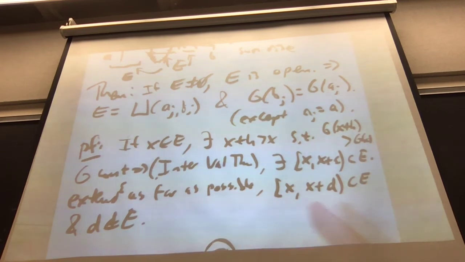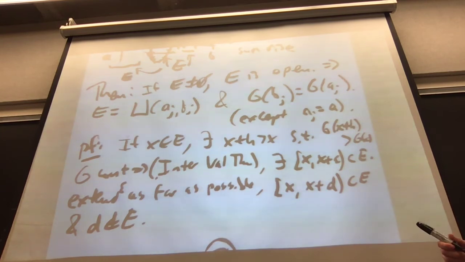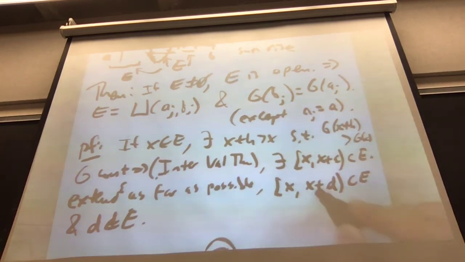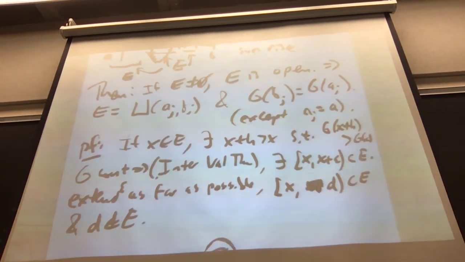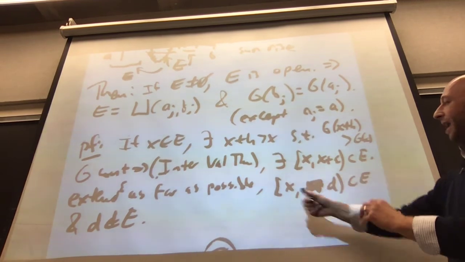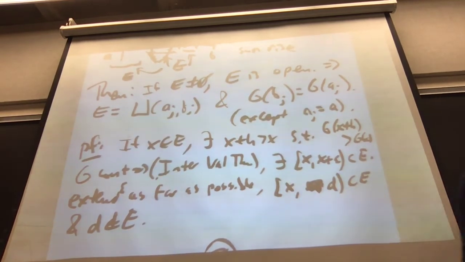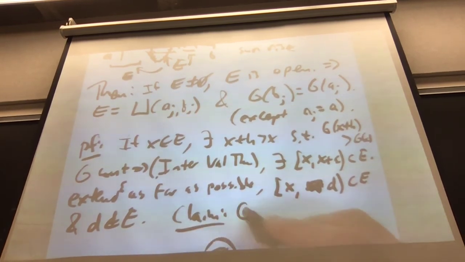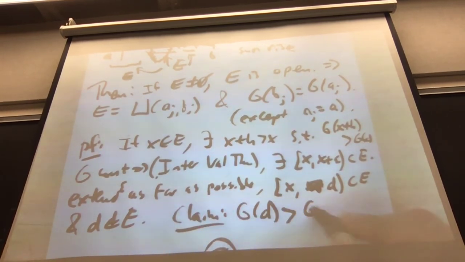Okay? My claim is that d is not in E. So I'm extending this x plus epsilon out to some point d. And my claim is that g of d is strictly larger than g of x. This will be useful for the proof.